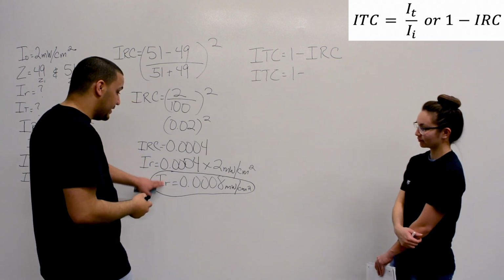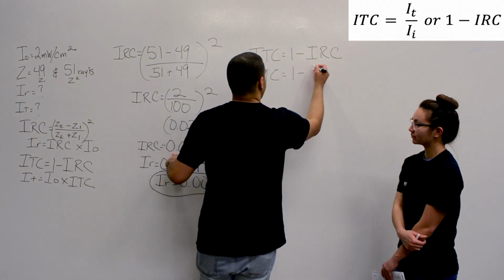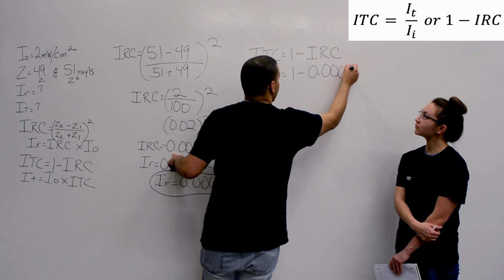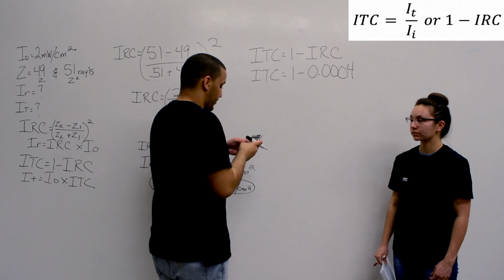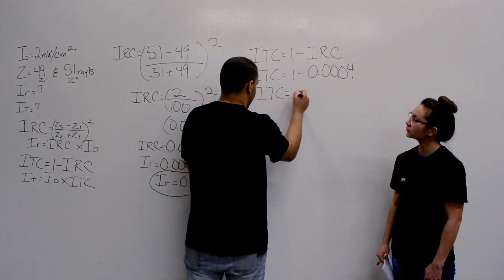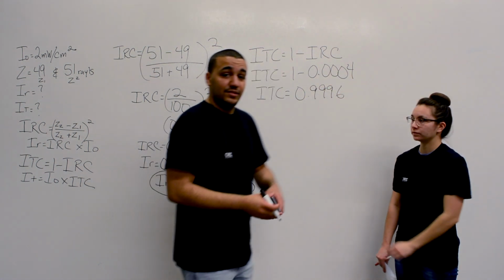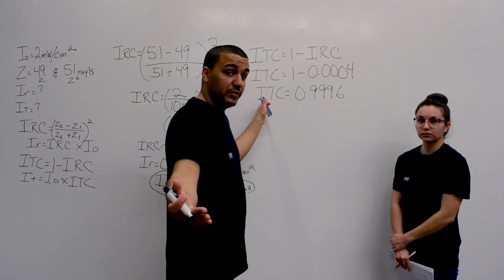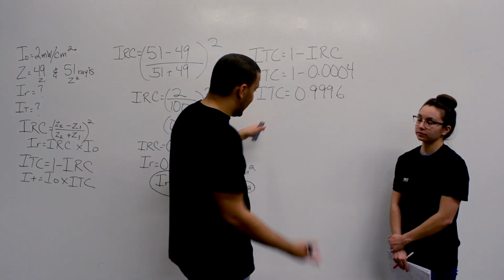So your ITC equals 1 minus our IRC. Remember, that's our intensity reflected coefficient. That's what this was, 0.0004. And that ends up coming out to 1 minus 0.0004. Our ITC equals 0.9996. So we solved for ITC, your intensity transmitted coefficient. Now we go ahead and solve for the intensity transmitted, the actual IT.